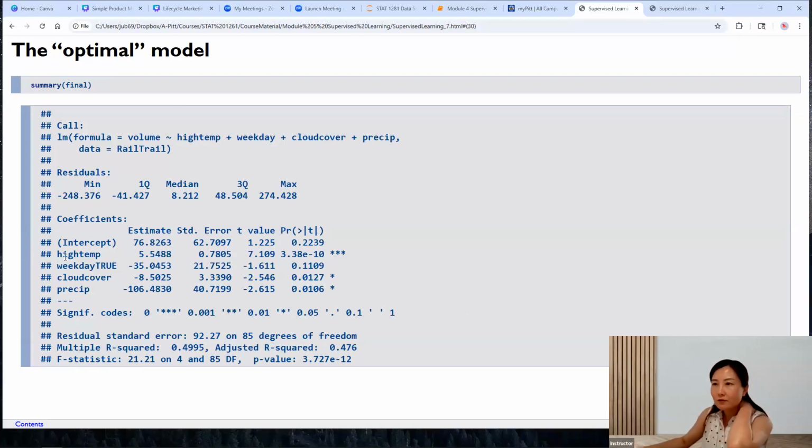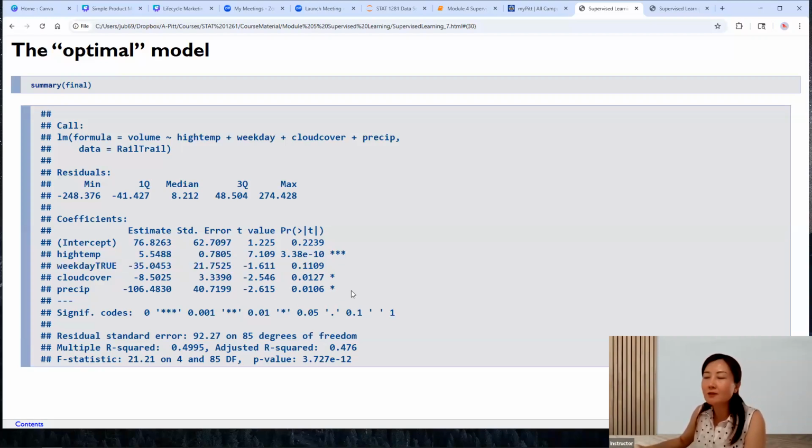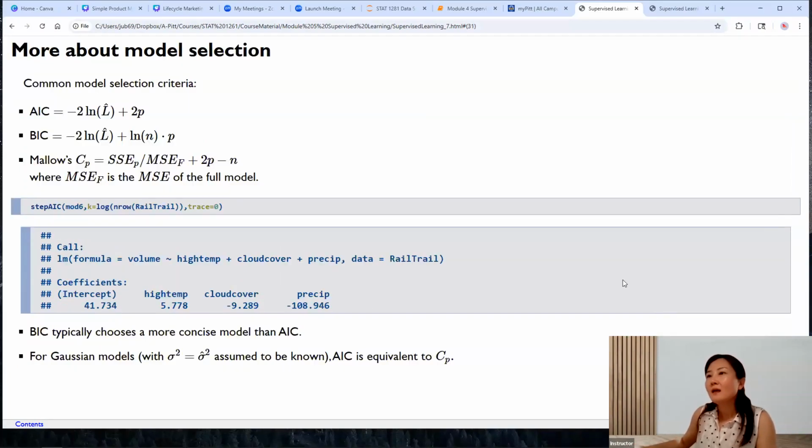And this is a summary of the best model. You see most of the terms in the final model are significant, except for weekday true. The p-value is slightly greater than 0.1. However, it is kept in the optimal model because removing it will increase the AIC. But if you want all of your variables to be significant, you can definitely remove it.